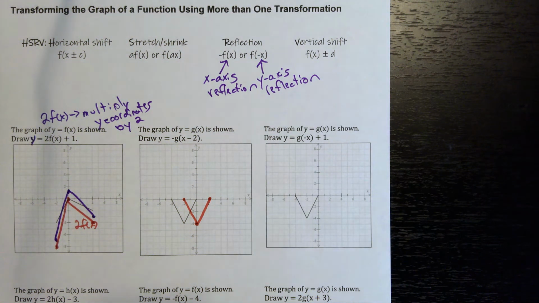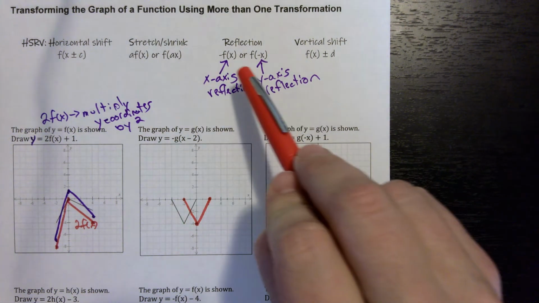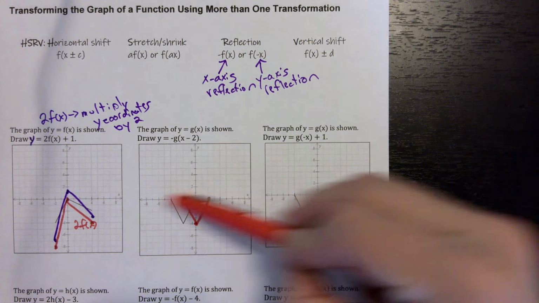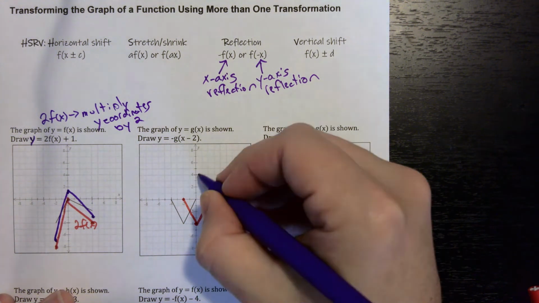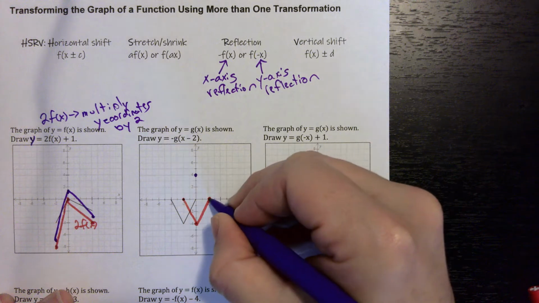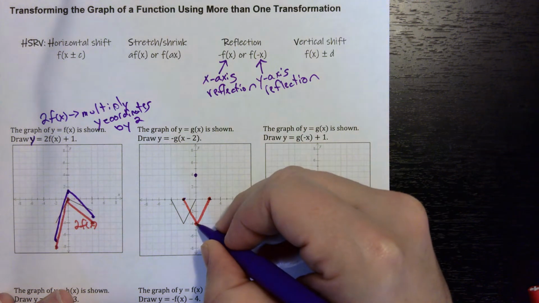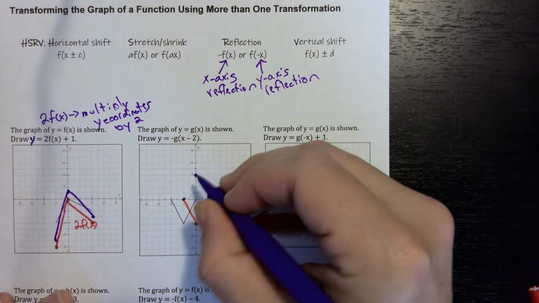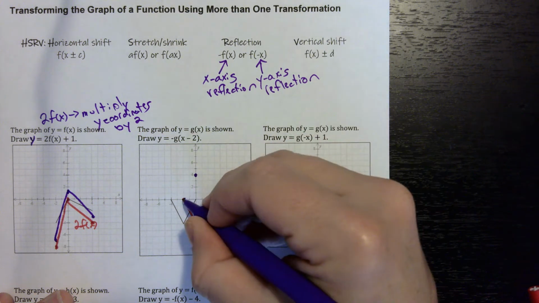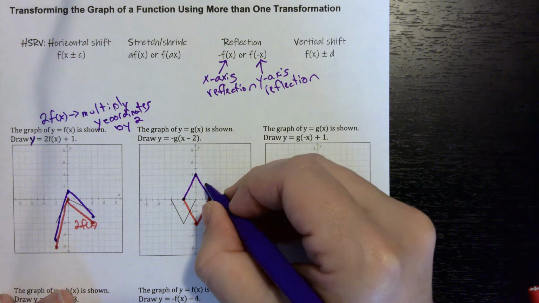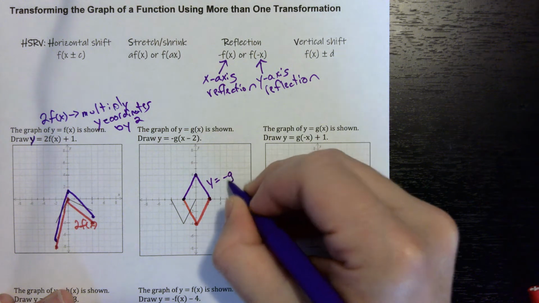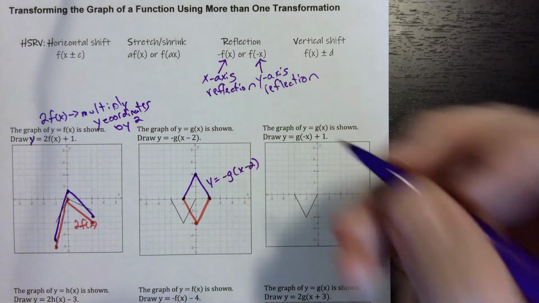Okay, now I have the negative g of x. And the negative, remember, it's an x-axis reflection. This is the x-axis. So I'm going to take that red graph and flip it across the axis. So the only one that you really have to plot is this one. It goes from negative 4 to positive 4. These are on the x-axis, so they don't actually change. So the purple one is y is equal to negative g of x minus 2.